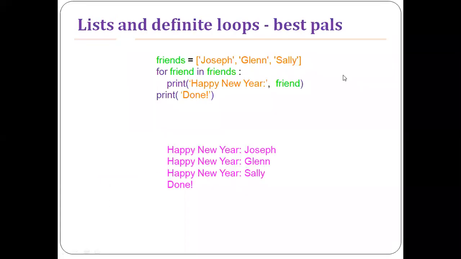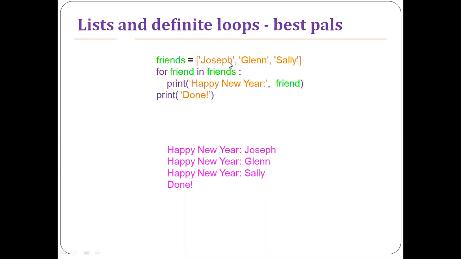And here is one more example of a list. We have a list called friends equal to Joseph, Glenn, and Sally. So what you will do is read each element from the list. What is that list? We have three elements: Joseph, Glenn, and Sally. It will read each element from the list, right? The first element is Joseph, that will be copied to friend. So it will print Happy New Year, Joseph.